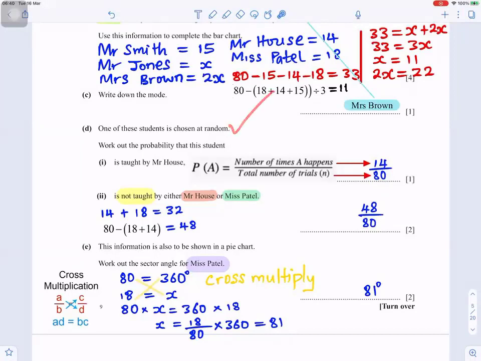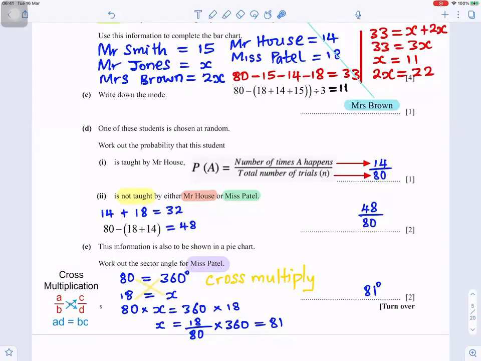Part D, one of these students is chosen at random. Work out the probability that this student is taught by Mr. House. So probability is given by the number of students taught by Mr. House divided by the total number. There are 14 students taught by Mr. House, and the total number of students is 80. So it's 14 divided by 80.